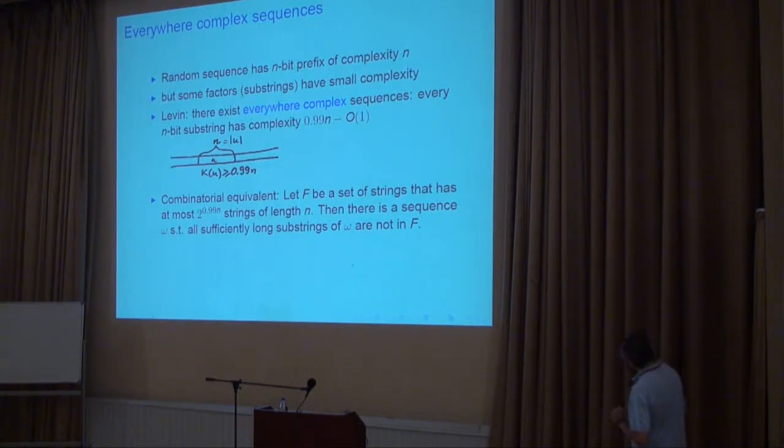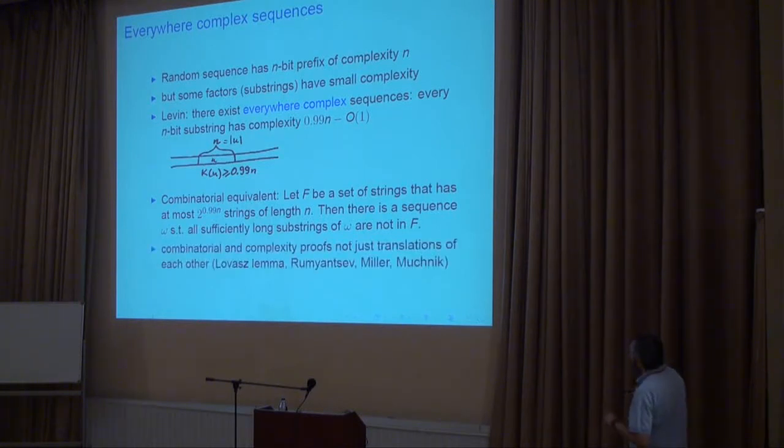And then, of course, you can go in both directions. You can use a combinatorial proof, which you can obtain by the Lovász lemma, and there are other interesting combinatorial arguments by Rumyantsev, Miller, and Muchnik. There are different flavors. And you can also go in the other direction: you can start with a complexity proof, as Levin did, and then translate it into a proof of the combinatorial statement. It is not so easy to have a direct translation from one to the other. Okay, so this is the next example.